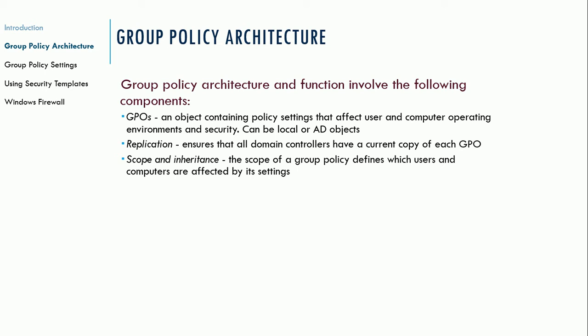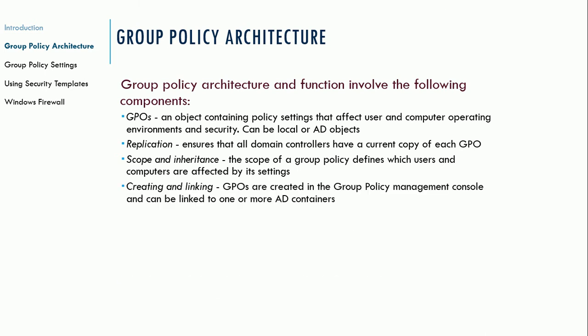For example, you might have one setting applied to an entire organizational unit and a different setting applied to a specific user. It's important to understand how those are actually going to get applied, so you understand that architecture and can design your group policy with that in mind. And then creating and linking, which is how GPOs are created in the Group Policy Management Console and linked to one or more AD containers. In other words, when you create a group policy, you have to link it to some object in Active Directory, such as a user account, a group, an OU, and so forth. So you create the group policy and then link it to an Active Directory object.